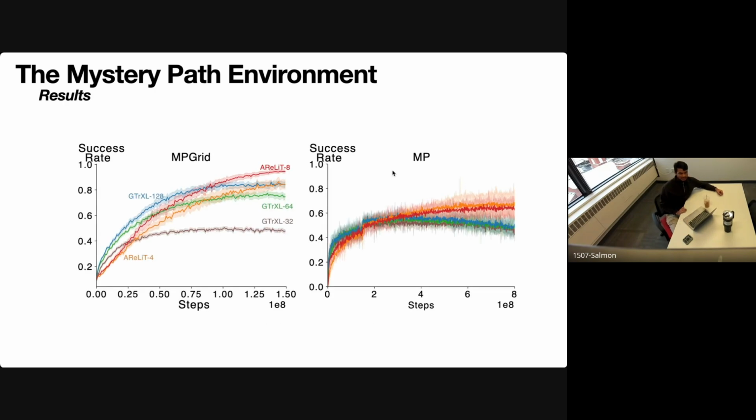And what we found is that in this problem setting, our approach is able to outperform the transformer architecture while using much less computational complexity across both variants of this environment. We tested on the mystery path grid and the mystery path. The mystery path grid allowed for a grid world kind of movement, whereas the mystery path allowed for more pixel-based, game-like movements.